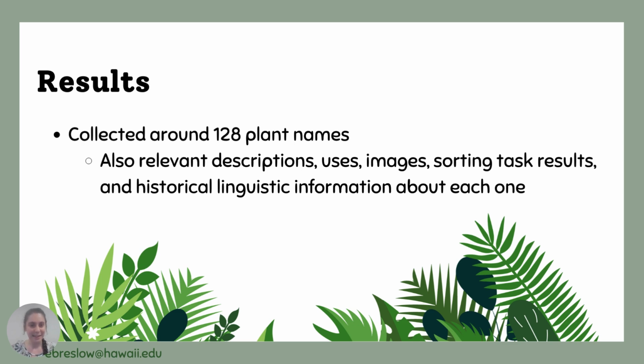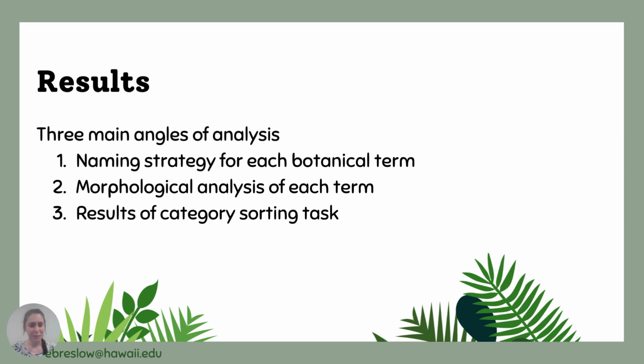In the end, I collected around 128 plant names, as well as those relevant descriptions, uses of the plant, images, sorting task results, and historical linguistic information about each one. I have 3 main angles of analysis here. One is qualitatively figuring out what the naming strategies are for these plant names, looking at morphological analysis for each term, and looking at the results of those category sorting tasks.